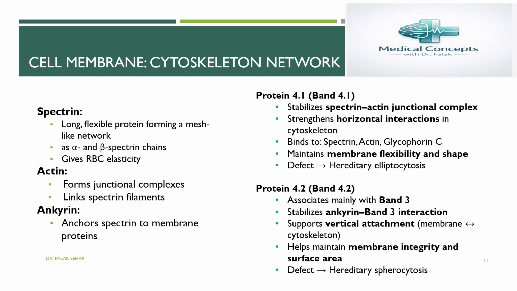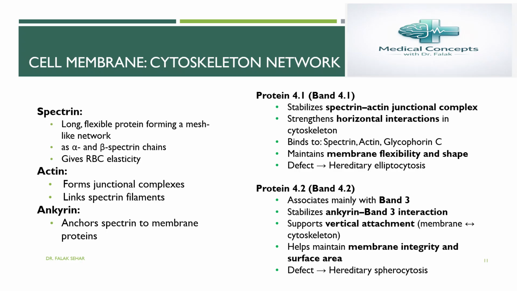Now looking at the cytoskeletal network of the RBC membrane, which is responsible for strength and flexibility, spectrin is the main structural protein. It forms a long, flexible mesh-like network beneath the membrane as alpha and beta chains, giving the red blood cell its elasticity. Actin forms a junctional complex and connects spectrin filaments, helping maintain the network structure. Ankyrin acts as a linker protein, anchoring spectrin to membrane proteins like band-3, thereby connecting the cytoskeletal network to the lipid bilayer.